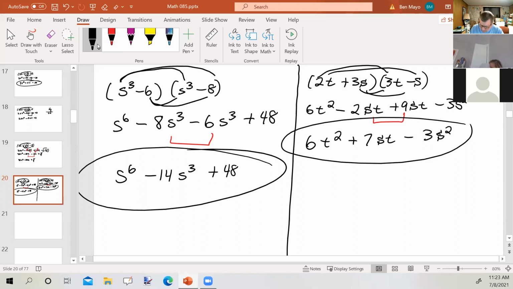Okay, again, because if I wrote the first one like that and then the second one like that, you might not see that those are like terms. So you always want to put variables within the term in alphabetical order. Okay.